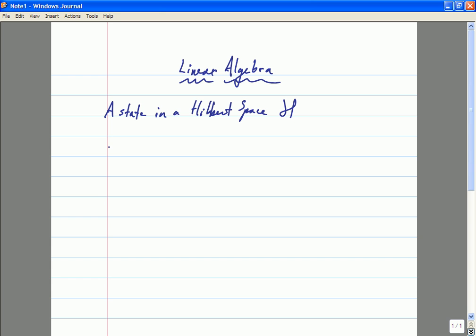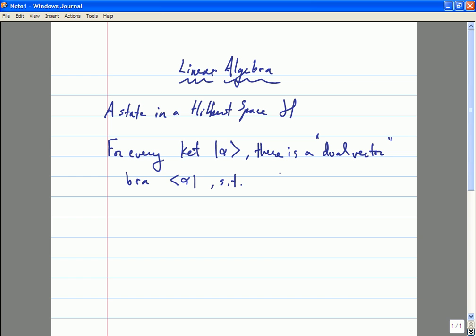Okay. A little more interestingly, given every state in a Hilbert space, we can define a dual state. So for every state, which is to say for every ket alpha in the Hilbert space, there is a dual ket, or a dual vector, typically denoted a bra. And given a ket and a bra, you can form an inner product. So if you have a bra beta and a ket alpha, you have an inner product, which is a complex number.